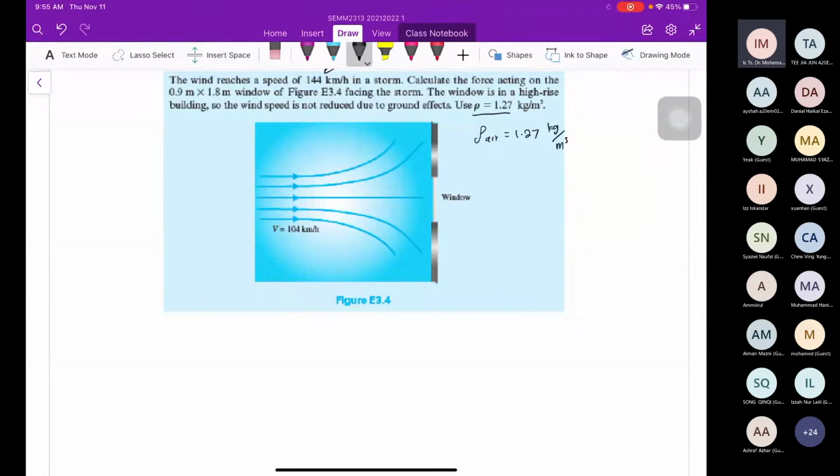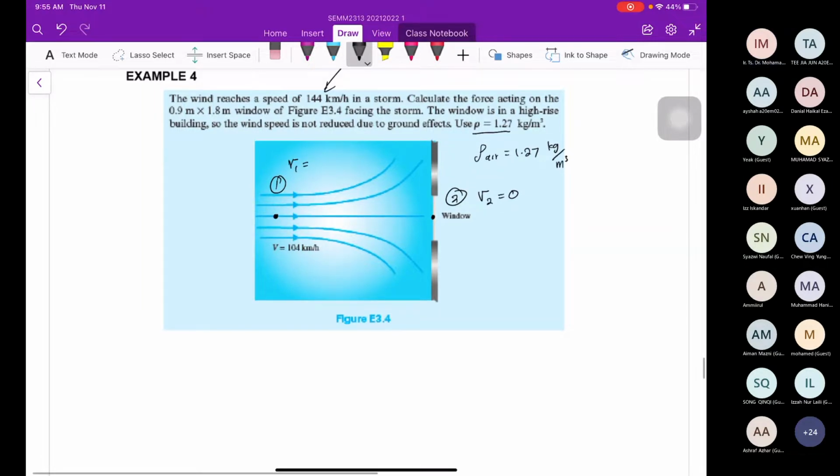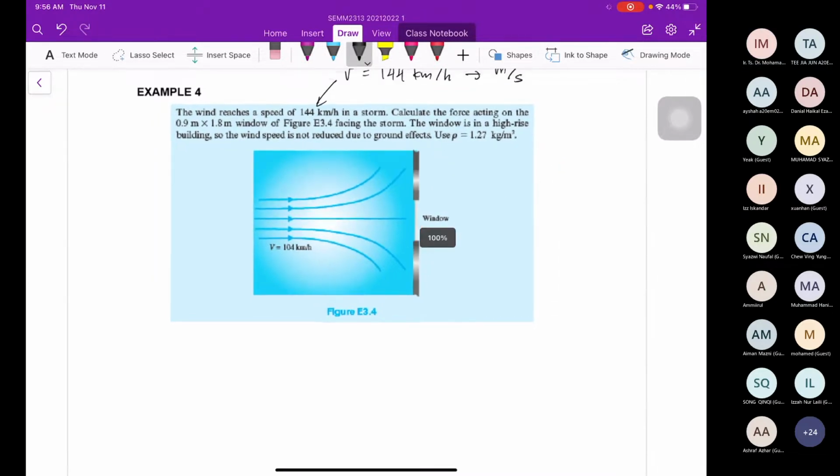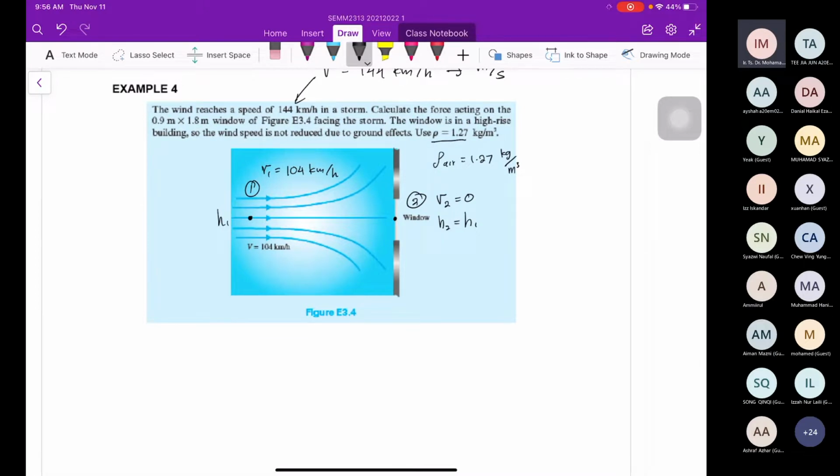So, let's say we have points 1 and 2. This is point number 1. And this is point number 2. Upon reaching point number 2, the velocity at point number 2 equals 0 because it is stagnant. It is stopped immediately because of the obstacle, the window. However, the velocity V1 is equal to 144 km per hour. And then the window is, let's say, at the same elevation. So H1 and H2 are equal. So the question asks, find the force acting on the window.